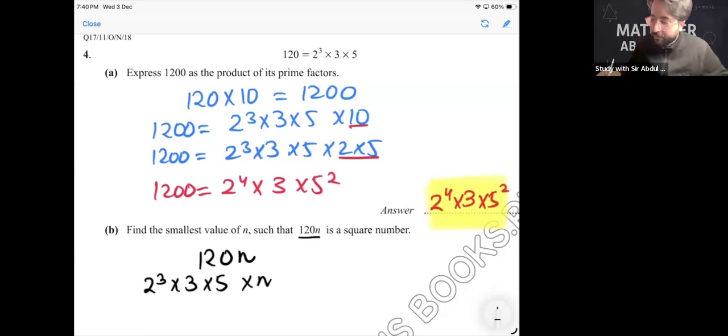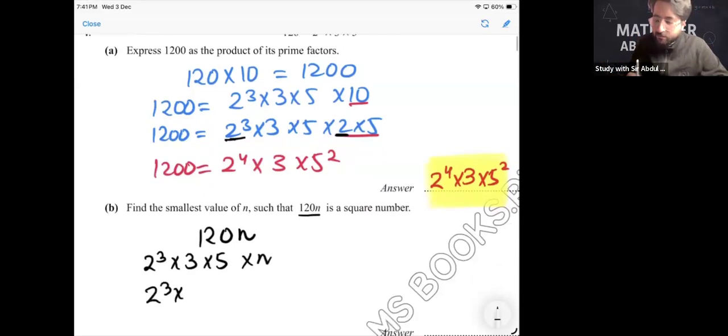No, beta, 2 power 4, because it's 2 cube and that's 2. So 2 cube and 2 will make 2 power 4. Right, Maria? Okay, now I want to make this a square number, so the powers should be multiples of 2 now. So 120 is written as it is, guys: 2 cube times 3 times 5.